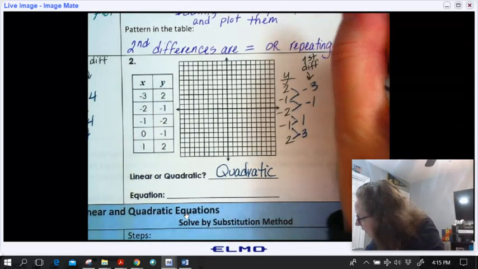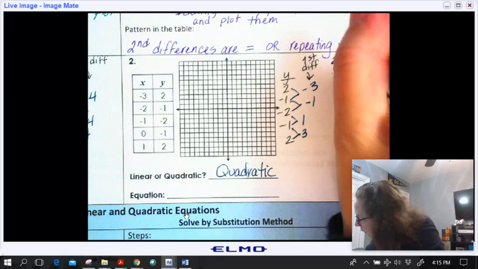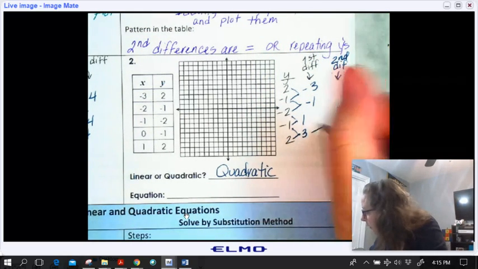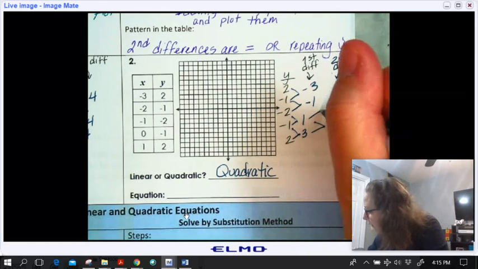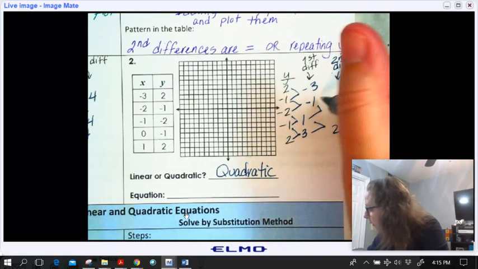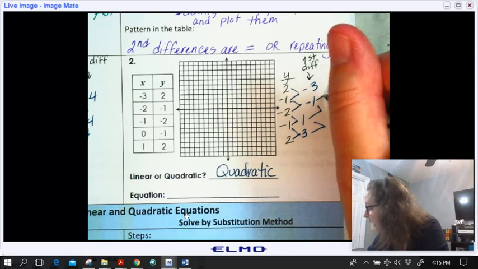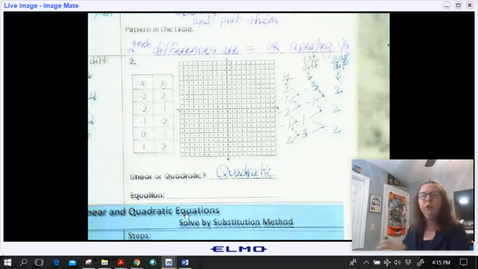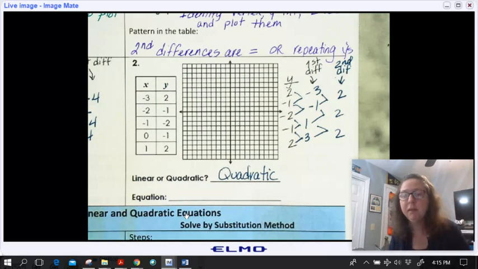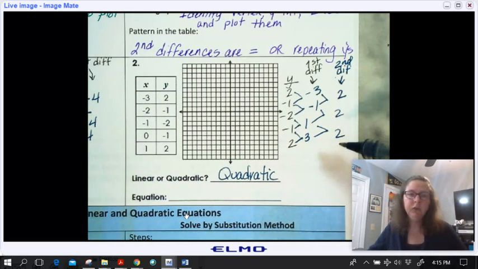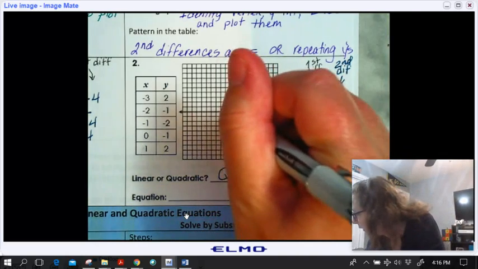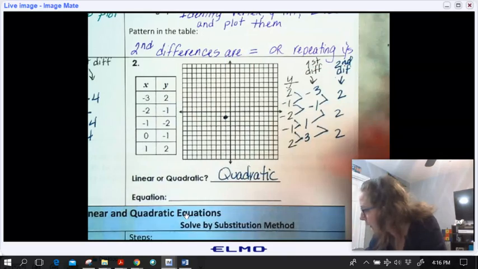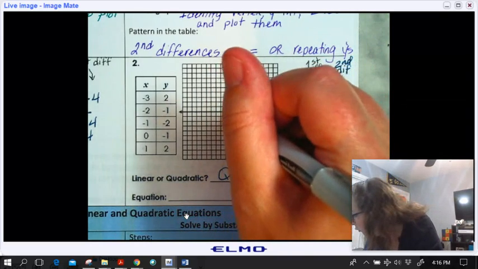Let's now find the second difference. Okay, so 3 minus 1 is 2. 1 minus negative 1 is 2. Negative 1 minus negative 3 is also 2. So you can see that the second differences all give you the same value. So this is definitely quadratic. Let's go ahead and plot our points. Negative 1, negative 2, negative 2, negative 1.